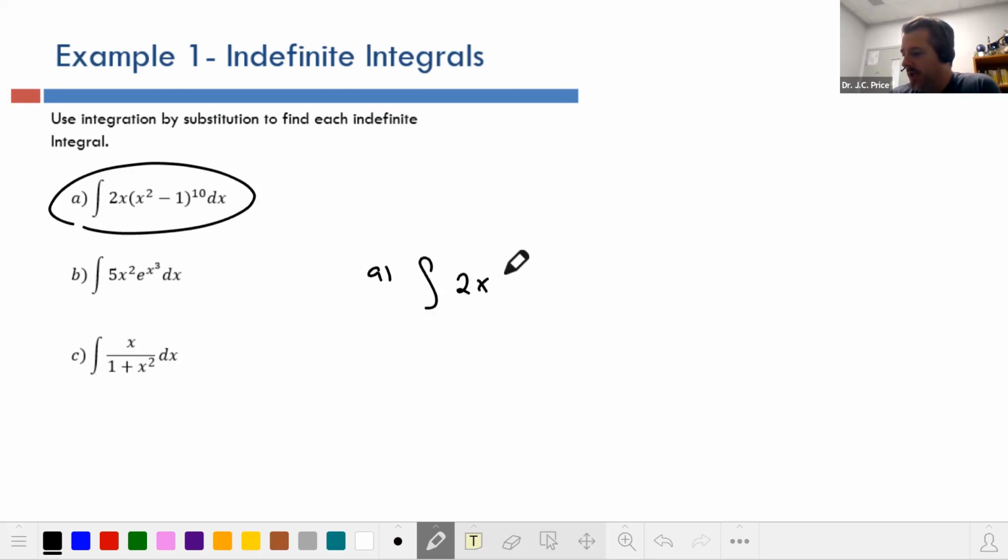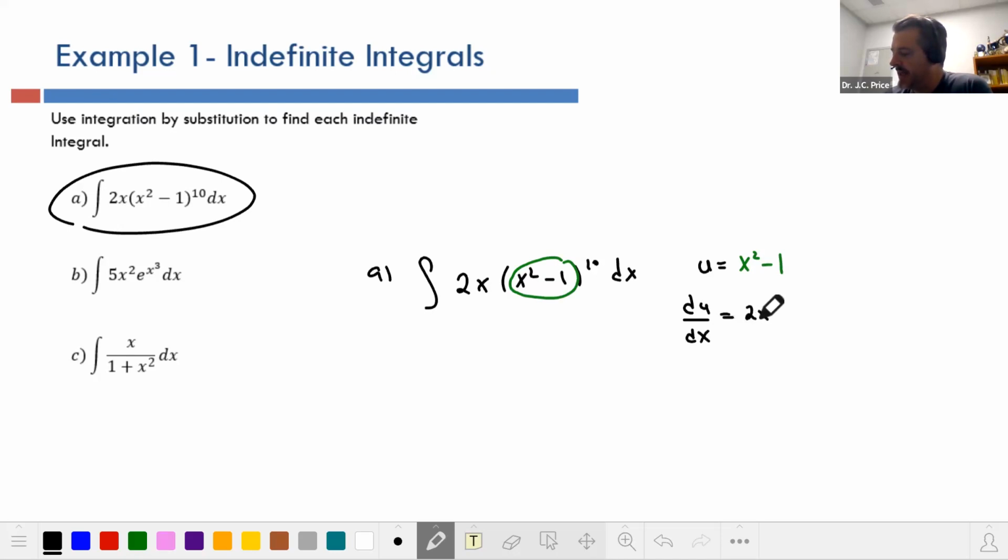The integral of 2x times x squared minus 1 to the 10th dx. We're going to let u be equal to the thing on the inside, this x squared minus 1, and then take its derivative. So we write du dx for the derivative of u with respect to x, and I get 2x back. Normally I skip this step, because what we like to do is write this little du or dx on the other side, like that, so you can see very clearly the substitution.